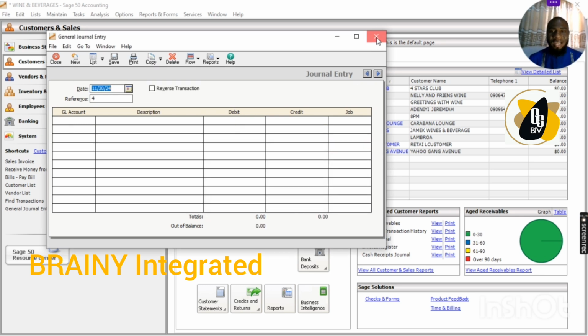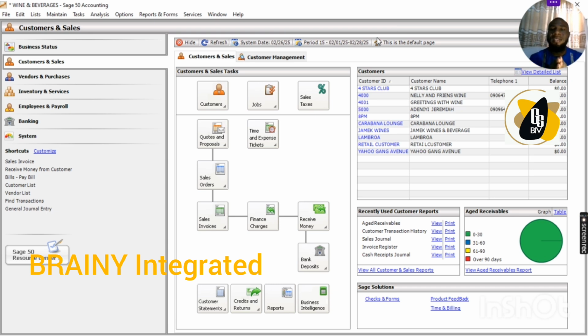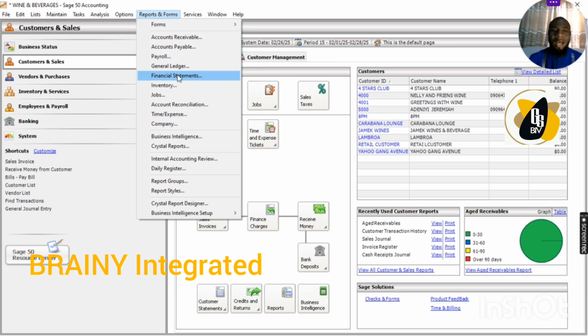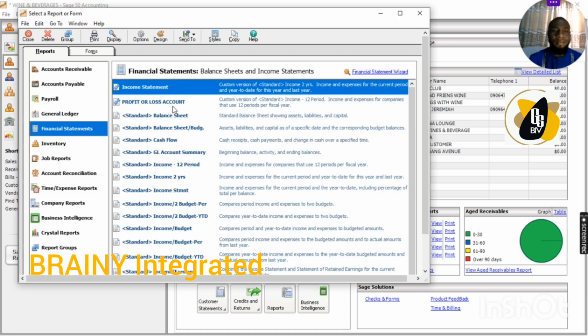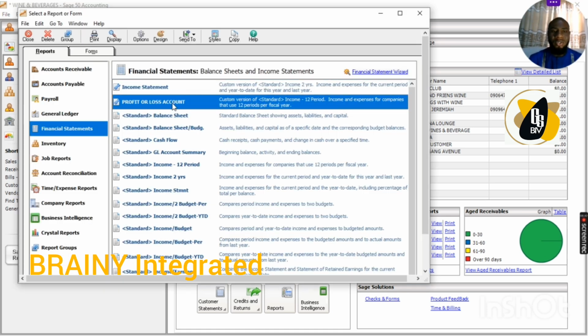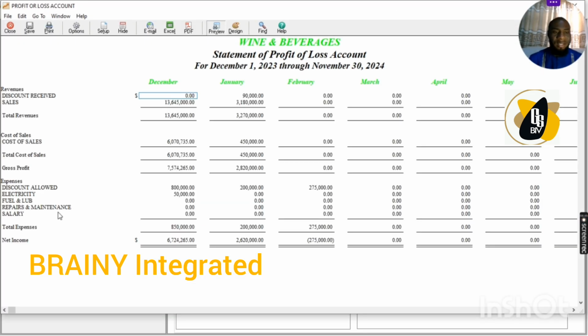So I want to check the effects of these recordings that I have done in the statement of profit or loss and the statement of financial position. To do this, I'll go to reports and forms. I'll click on financial statements. I want to check profit or loss account. So I've selected it. Remember that this is salary. Can you see salary? That's the last expense here. So I'm going to trace it down.